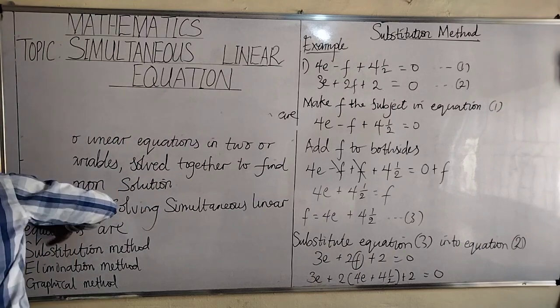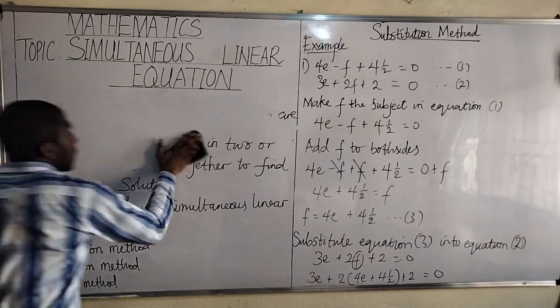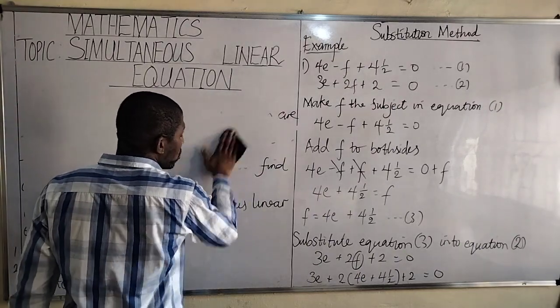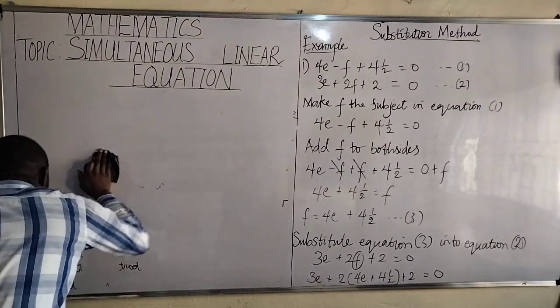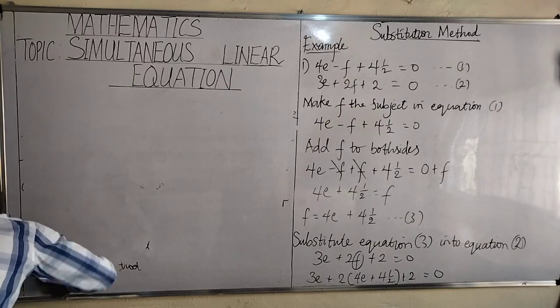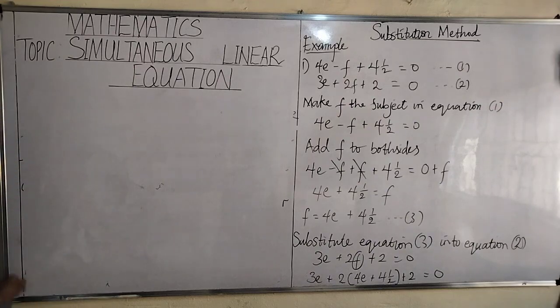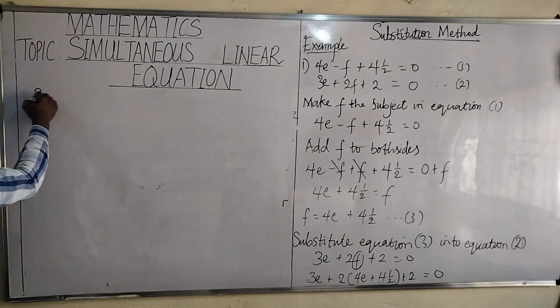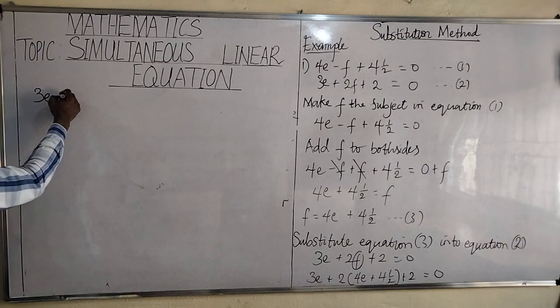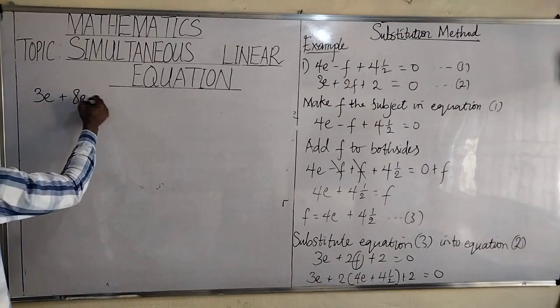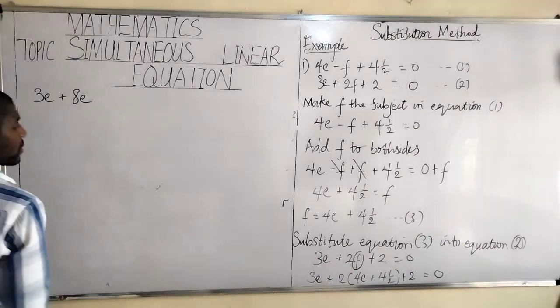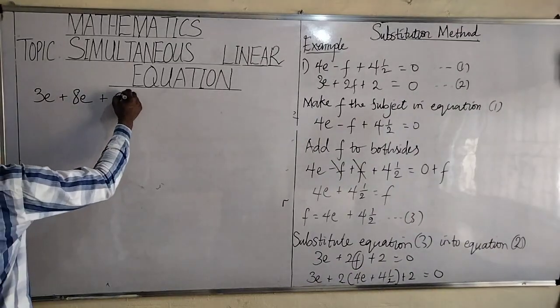And when we do so, what we are going to do is use 2 to open up the brackets. That is to say, we are expanding. Alright, let us expand it over here. Okay, so I'm going to have my 3e. 2 times 4e will give me 8e. 2 times 4 number 1 over 2 will give me plus 9.